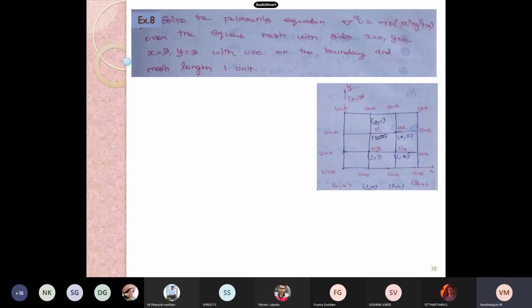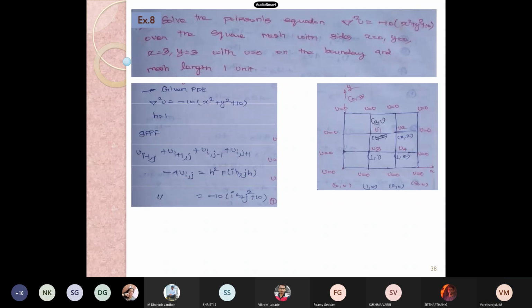Delta square u is equal to minus 10 of x square plus y square plus 10 over the square mesh with sides x is equal to 0, y is equal to 0, x is equal to 3, y is equal to 3, with u is equal to 0 on the boundary and mesh length 1 unit. Siddharth, what was the answer for this particular problem?